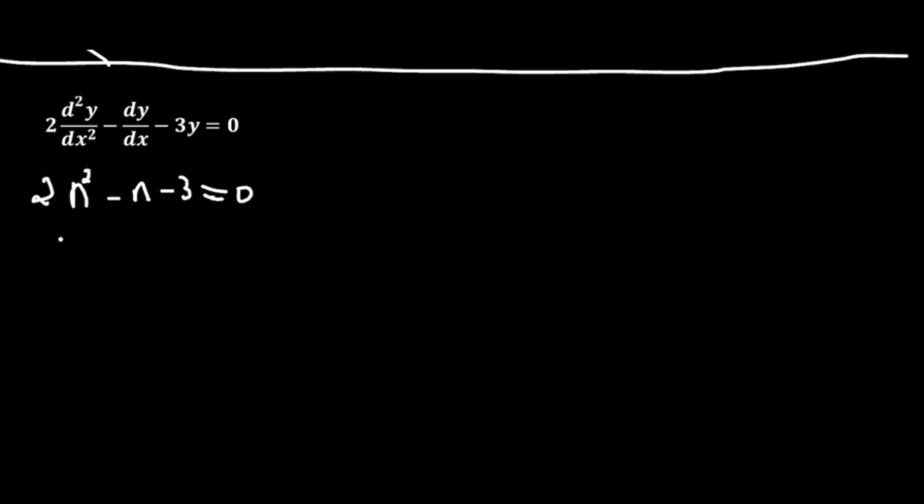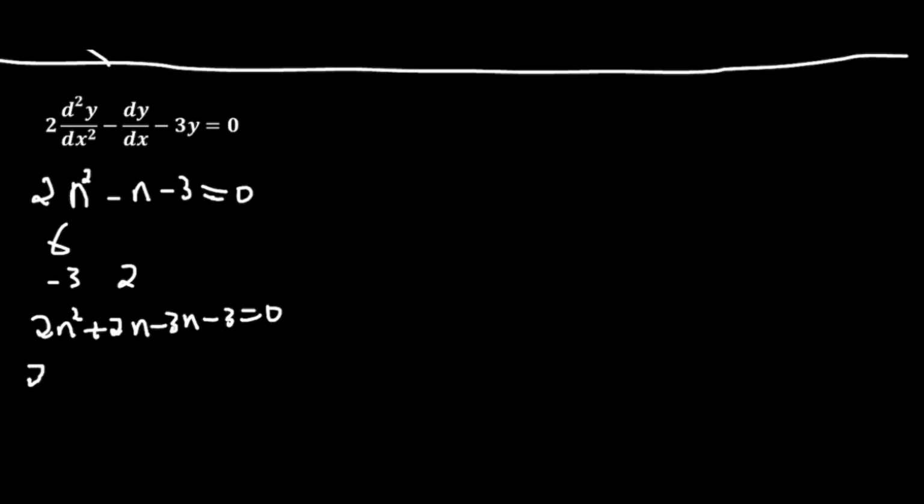If we look at the factorization method, we are looking for factors of -6 such that when we add them, it gives us -1, and when we multiply, it gives us -6. If we take -3 and 2, we notice that when we add, we have -1, and when we multiply, we have -6. So we're going to have 2n squared plus 2n minus 3n minus 3 equal to 0.